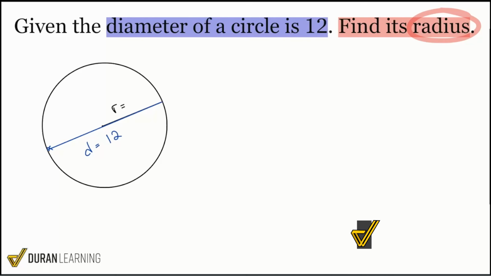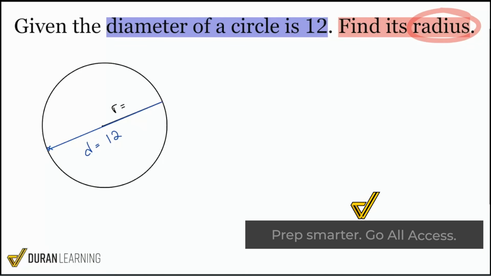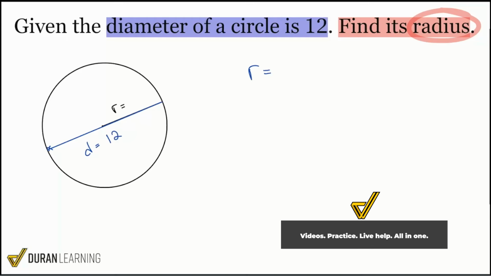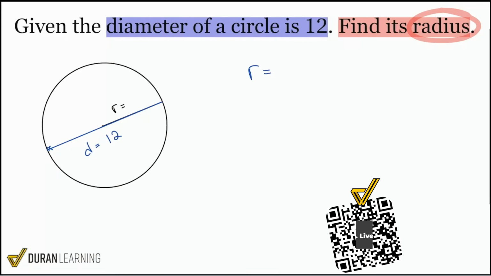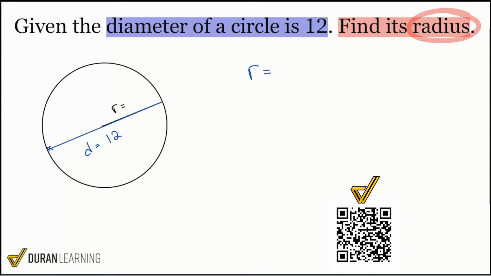Everybody, if we're starting from the diameter, how do we get the radius? Yeah, that's right. Let me go ahead and just put it up there. Yeah, Floor, that's correct. We're going to divide it by 2. So we'll take that diameter, which is 12, divide that by 2, and that's going to give us 6.